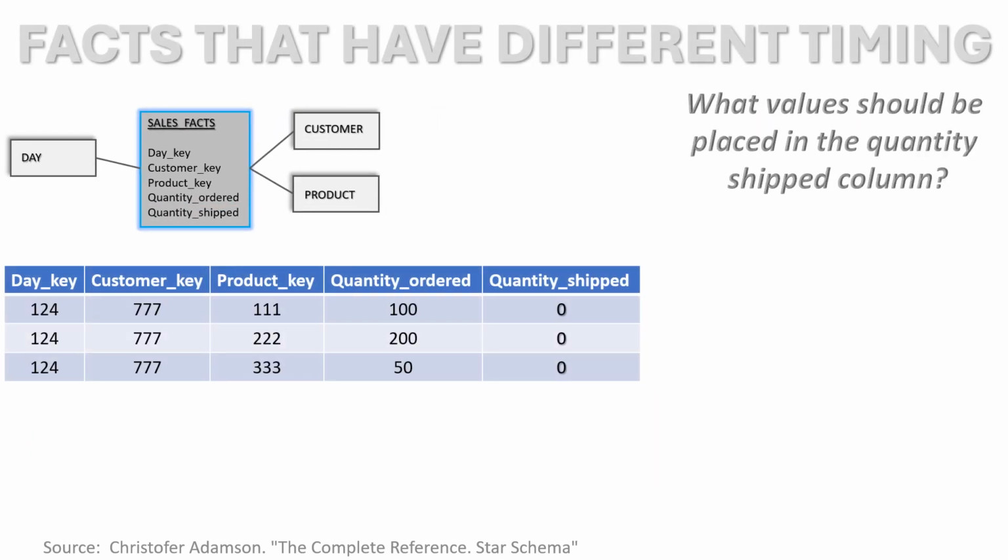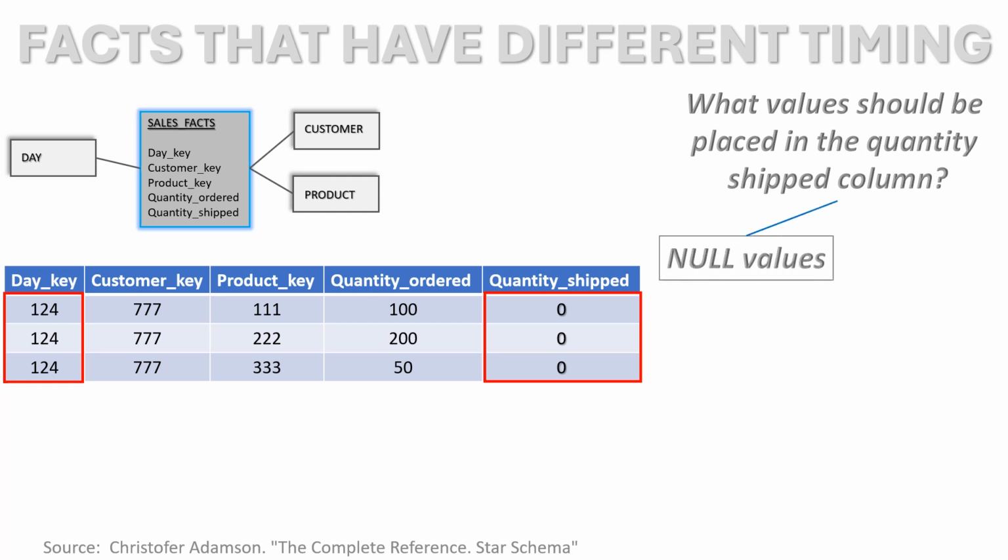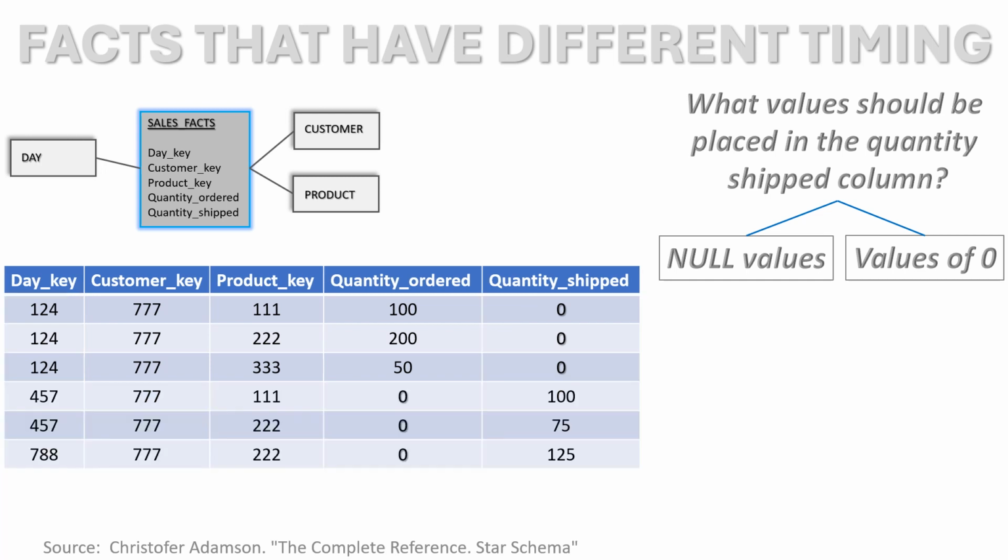What values should be placed in the quantity shipped column? There were no shipments on day 124. Two possibilities are to record null values or to record values of 0. For the time being, assume that a 0 is recorded for quantity shipped when there is an order but no shipment on a particular day. On day 457 and 788, the converse situation exists.